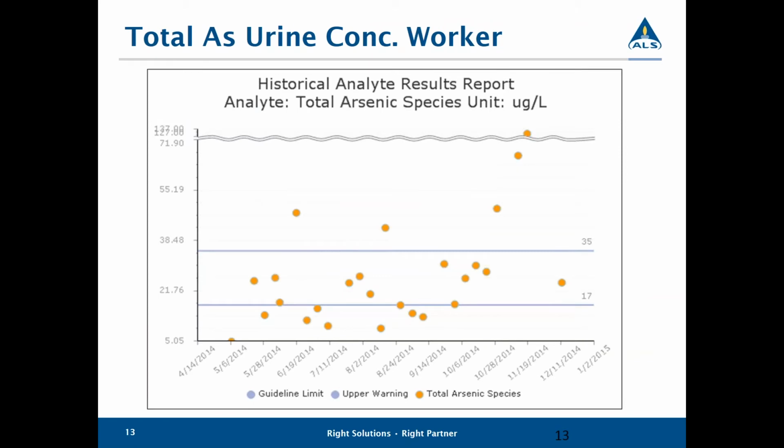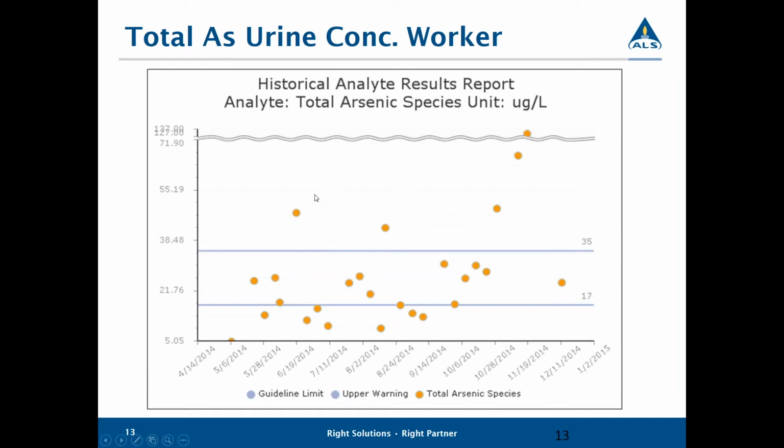So the following chart is a summary of the exposure of one particular worker. It has two lines. The first is the action level at 17 micrograms per liter. Concentration is on the y-axis, and then sampling event or time is the x-axis.